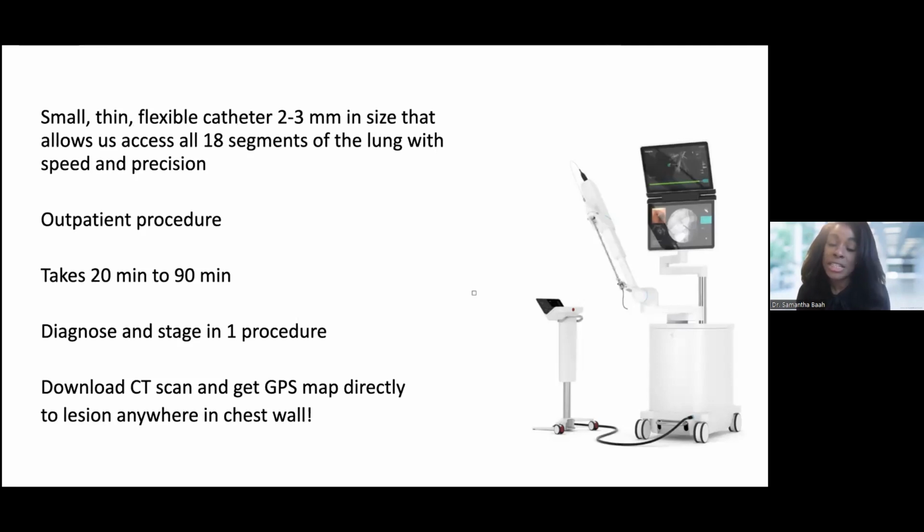And if it is a malignancy and we find that, not only can we diagnose it, but we can also stage it in the same procedure with that endobronchial ultrasound. So what we'll do is we'll finish the robotic portion, and then we'll take our endobronchial ultrasound, the same one that we use for sarcoid, and we look at the lymph nodes and we stage them.